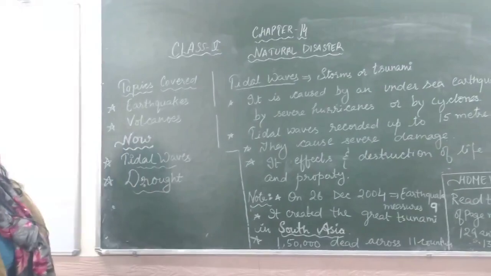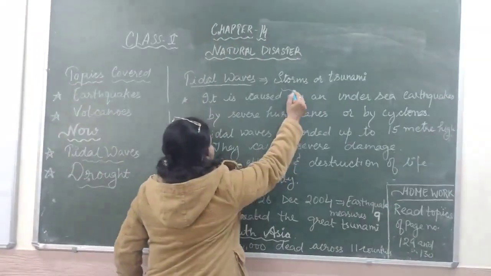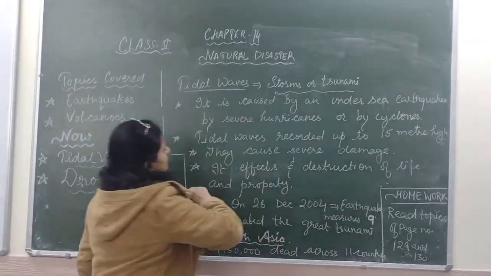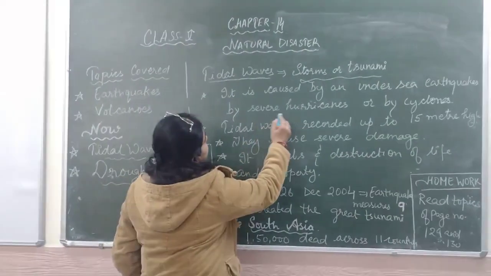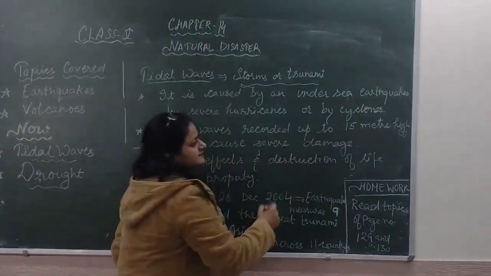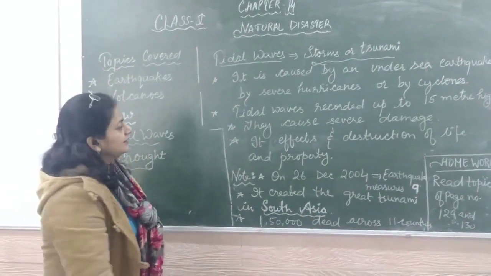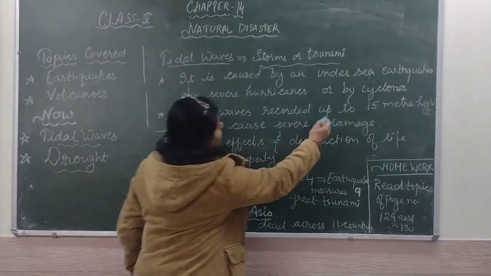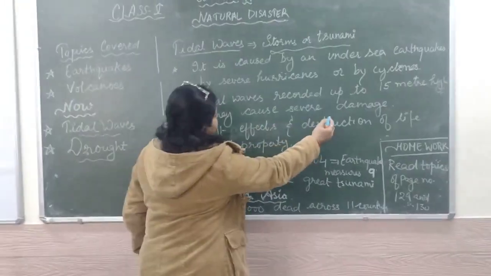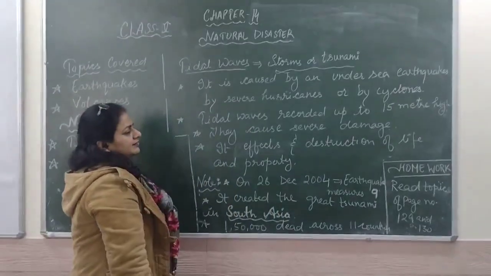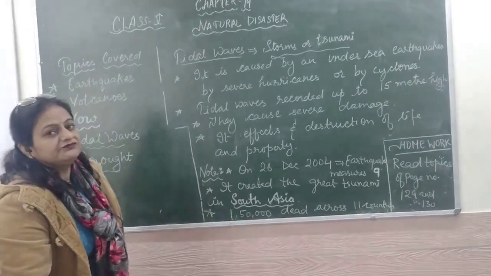What are tidal waves? Tidal waves, another word for which is storms or tsunamis, are caused by an undersea earthquake, by severe hurricanes, or by cyclones. Tidal waves have been recorded up to 15 meters high. They cause severe damage, affecting and destroying life and property.